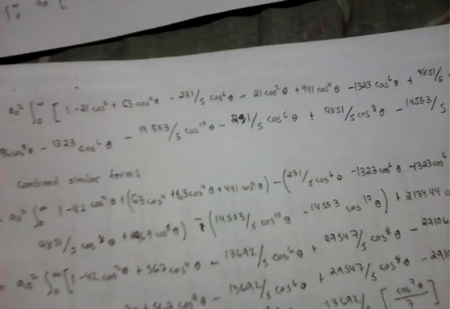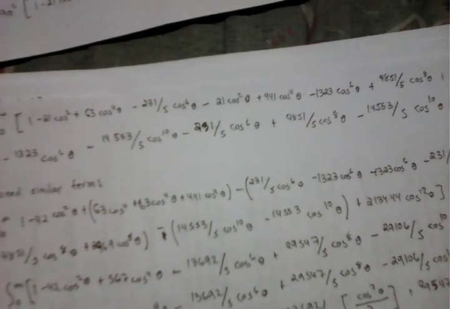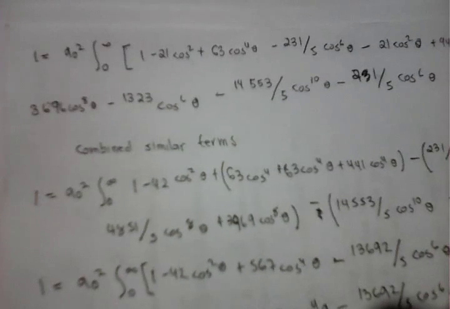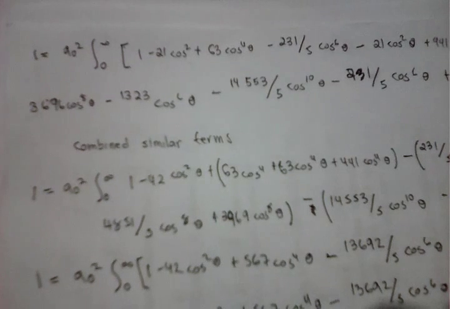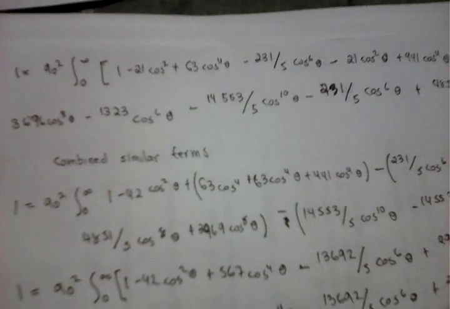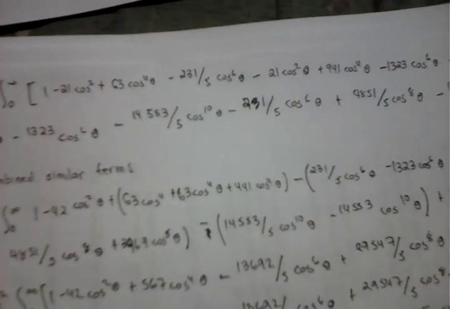the integral of 0 to infinity 1 minus 21 cosine squared plus 63 cosine to the fourth minus 31 over 5 cosine to the 6 minus 21 cosine squared theta plus 441 cosine to the fourth theta minus 1323 cosine to the 6 plus 4851 over 5 cosine to the 8 theta plus 63 cosine to the fourth theta plus 3696 cosine to the 8 theta minus 1326 cosine to the 6 theta, then minus 14,553 to the 5th cosine to the 10 theta minus 31 over 5 cosine to the 6 theta plus 4,851 over 5 cosine 8 theta minus 4,563 over 5 cosine to the 10 theta plus 2,934.44 cosine to the 12 theta.